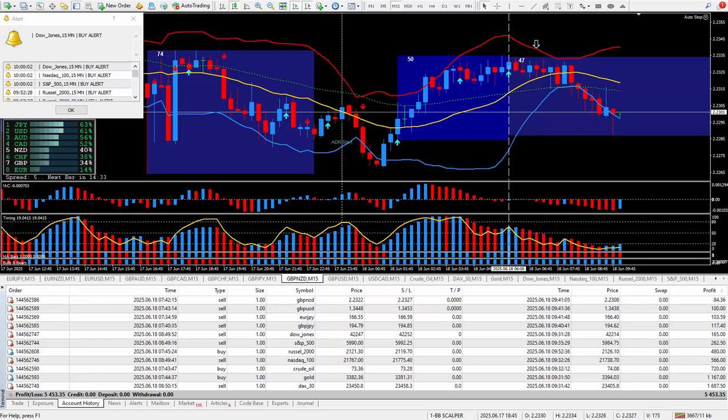Today's date is June the 18th and I am using my new BB Scalper trading system. This system has the Bollinger Bands along with another moving average, and down at the bottom here we have some oscillating indicators.